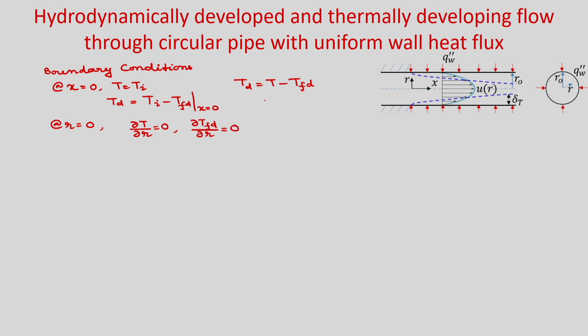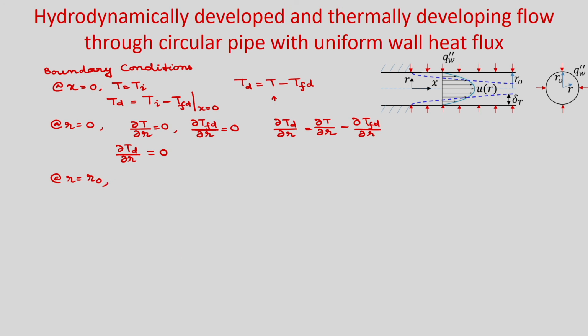So, you can write del TD by del r is equal to del T by del r minus del TFD by del r. If del T by del r and del TFD by del r are 0, then obviously del TD by del r will be 0. So, del TD by del r will be 0 at r is equal to 0, and at the wall, at r is equal to r naught, we have the heat flux boundary condition.